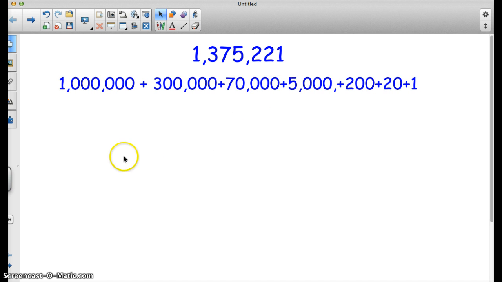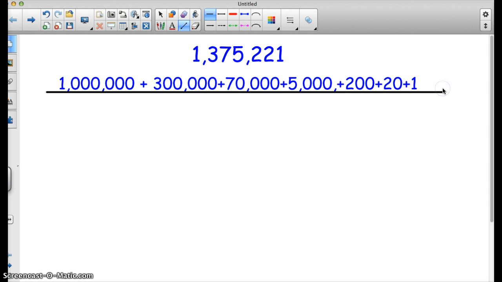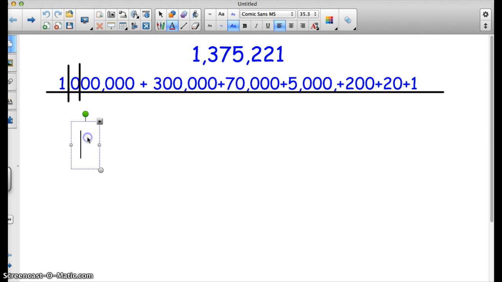Alright, so let's talk about standard form. Standard form is where we take the expanded form, this one right here, and we shrink it down. So you're just replacing numbers. So I've got my millions column, there's 1, and then I need to figure out what goes there. I look over here, 3. So you can just take all the numbers and put them together. So I know that it would end up being 1,375,221. The only tricky thing is when it's missing a few numbers. Then we kind of have to figure out where they go.